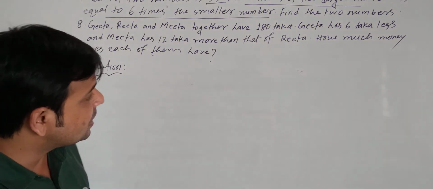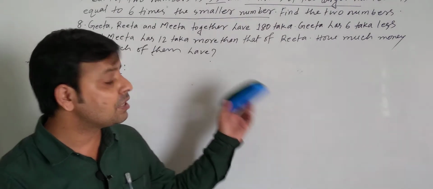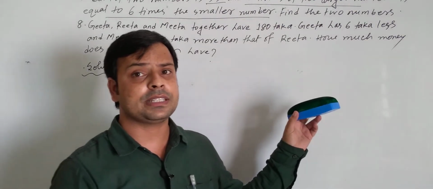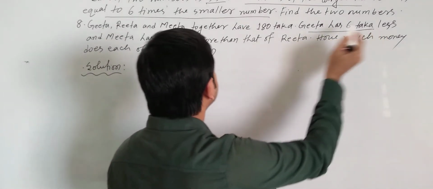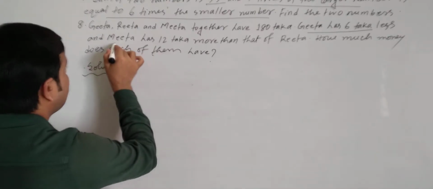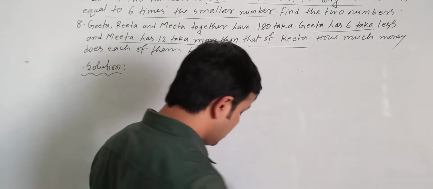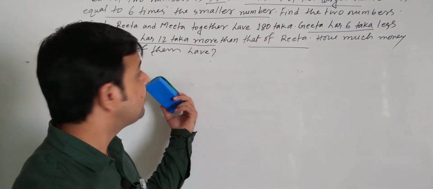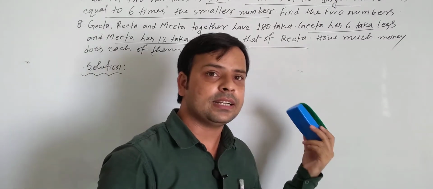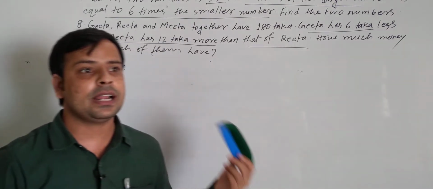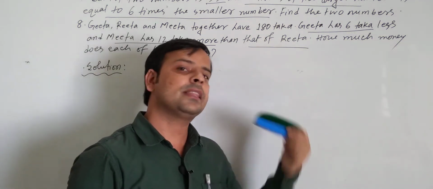Dear students, to solve this question, you have to understand the two conditions given here. First one is Geeta has 6 taka less, and second one is Mita has 12 taka more than that of Rita. It means that the money of Geeta and the money of Mita is compared to the money of Rita. So to solve this question, at first we have to consider the money of Rita.